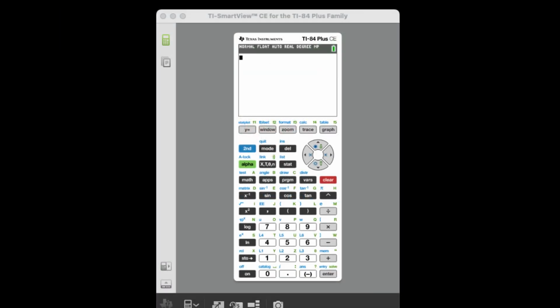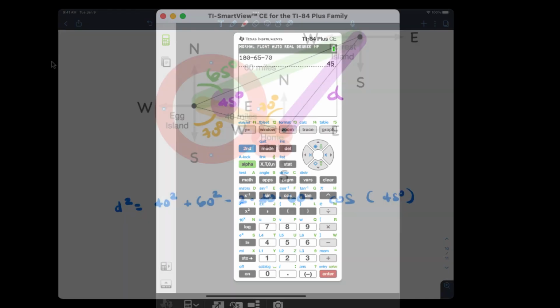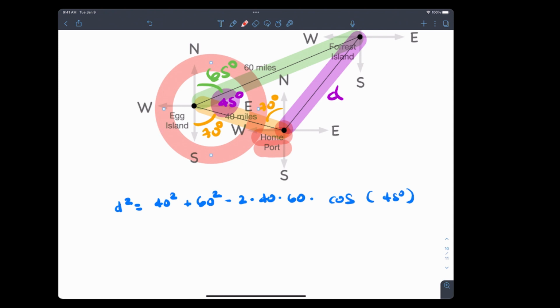That was 180 minus the 65 degrees minus the 70 degrees, okay? And then you get that 45. So I want to make sure you guys remember from yesterday that that's how we got the 45-degree angle. And that is why in law of cosines, you got 45 degrees there. All right, so you guys are good with that.